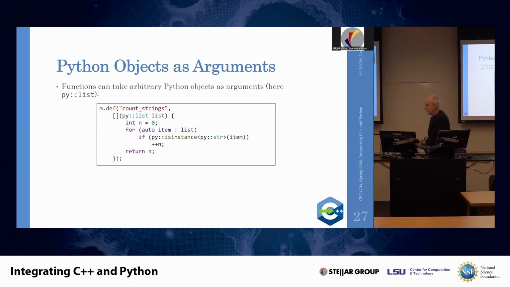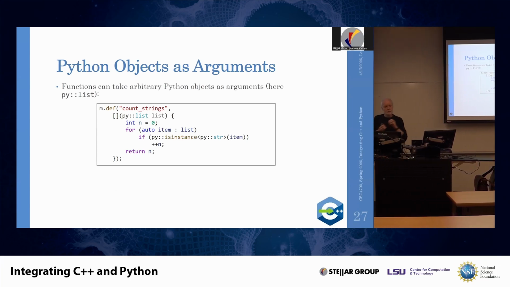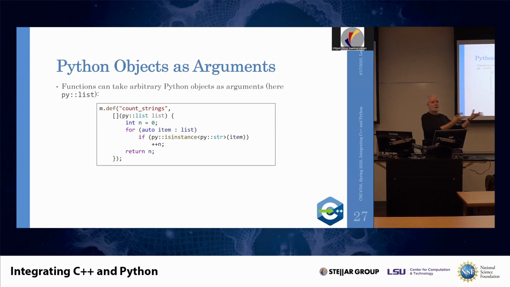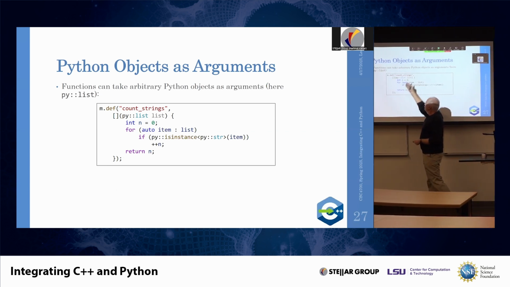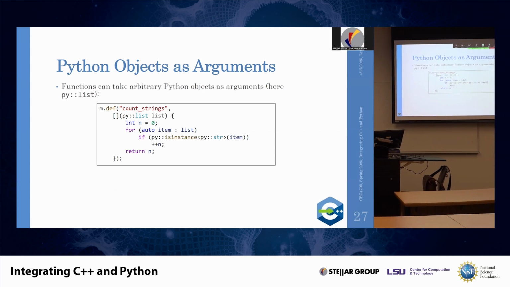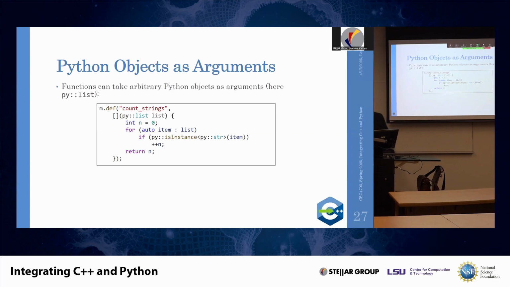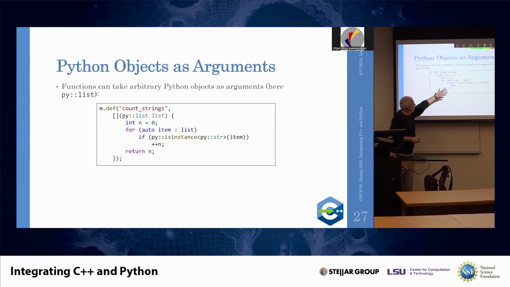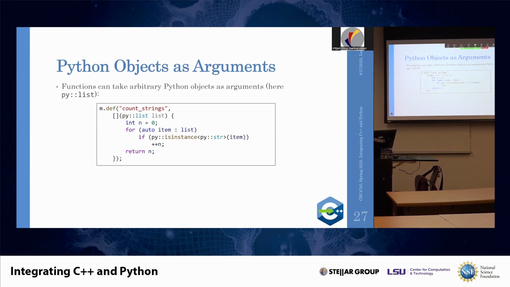Another example, and that is one of the very nice features. What we have seen so far is how to expose C++ types to Python. But how do I expose Python types to C++? Here I'm calling a function that is being called using a Python list on the Python side, and I'm directly accessing that Python list as if it was a C++ type. I can iterate over it. I can say for auto item over list, and then check each of the instances of that list, whether it's actually a string, by saying, is that an instance of a Python string? Yes, then increment my counter, otherwise don't, and return the number of strings in my list.